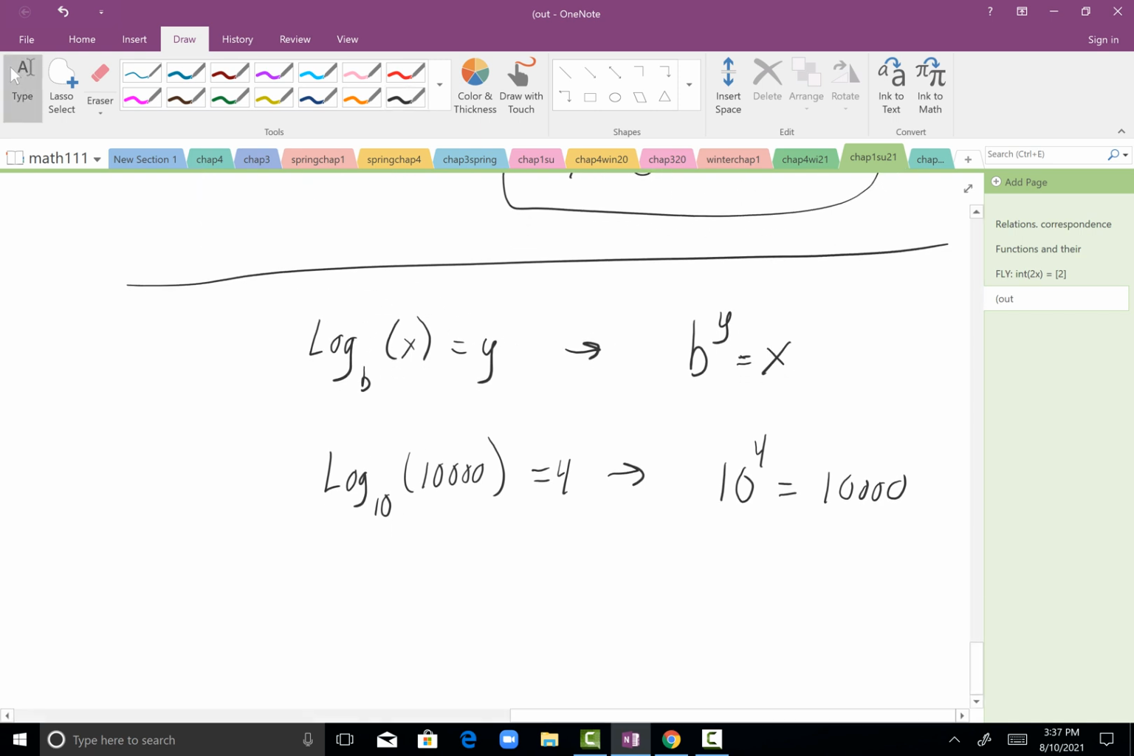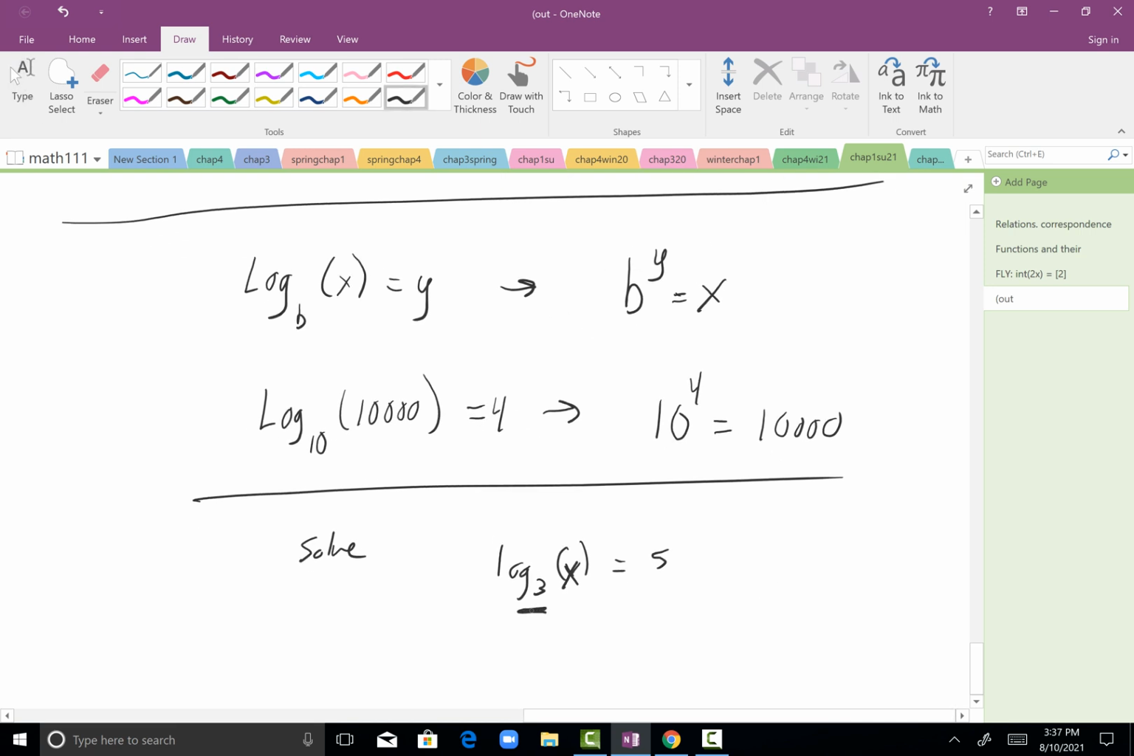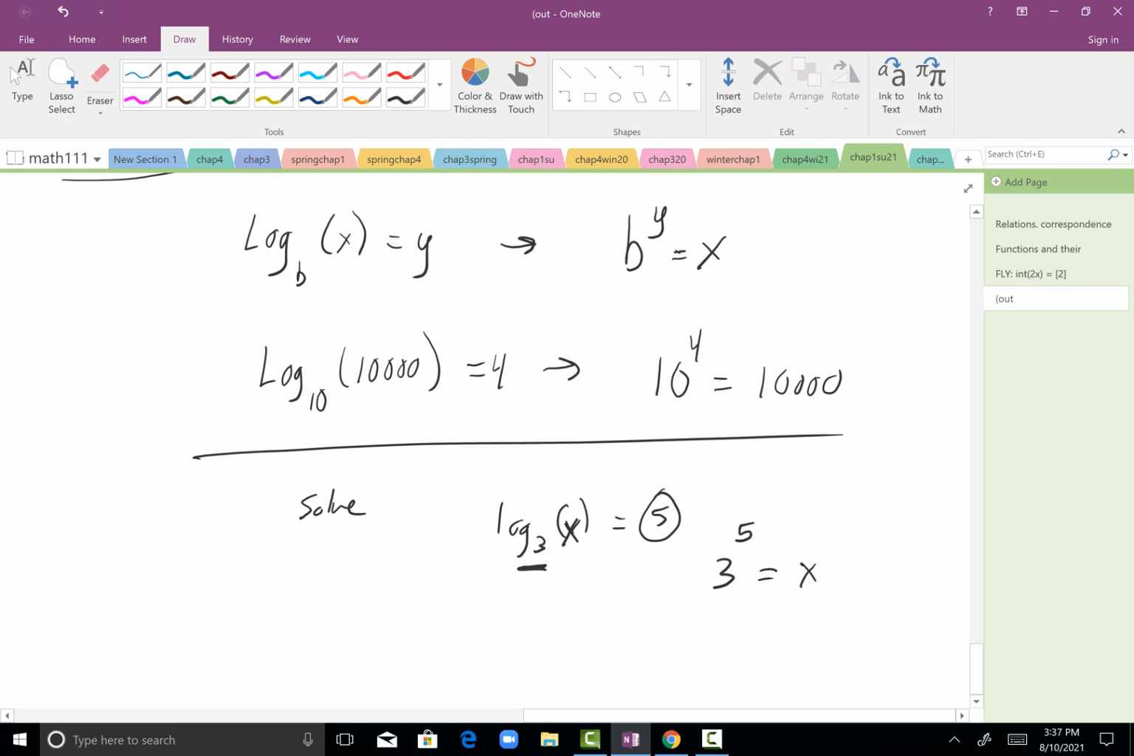Let me see. I think there's some solving logs here. This is on your review. So we're solving number 3, for example: log base 3 of x is equal to 5. If we use the definition, I take the base, there's my output, but that becomes my input. I would just figure out whatever 3 to the 5th is. Well, I can use decimals for that, 3 to the 5th.